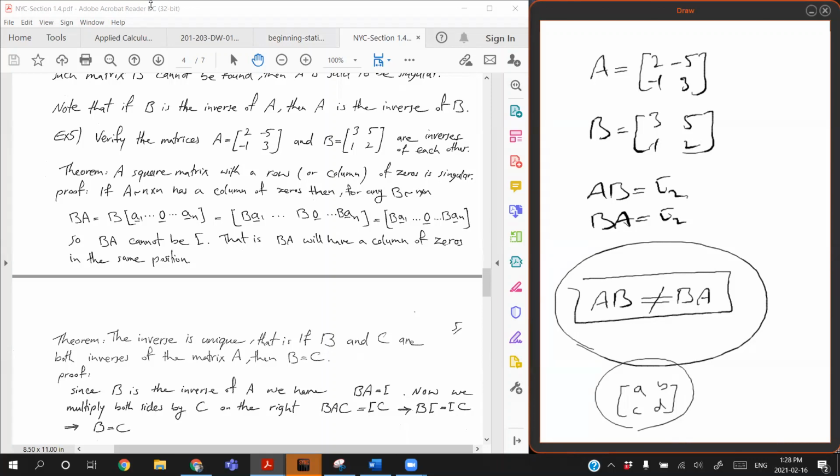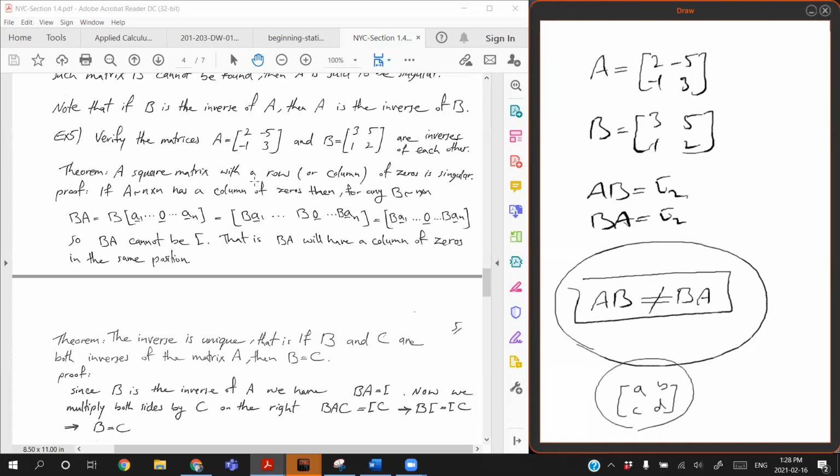Okay, did you check that? Yep. So good. So you saw that in any order, if I do A times B or B times A, I get the identity. So that makes these two inverses of each other.